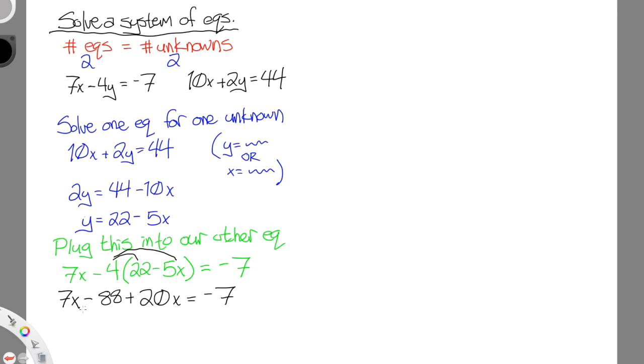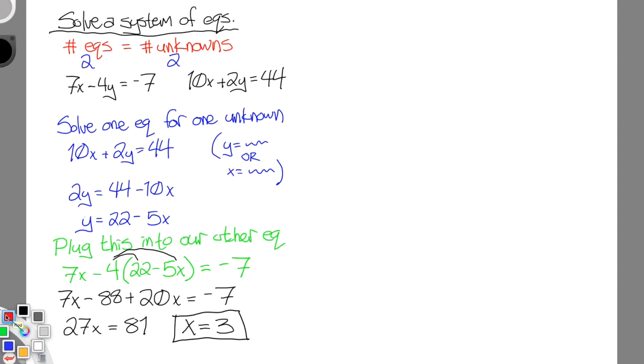So now this is just a regular old algebraic equation, so we can rearrange and solve for x. We've got 27x on the left side, and if we want to get rid of this negative 88 on the left side, we need to add 88 to both sides, and we end up with positive 81 on the right. And if we divide by 27, we get x equals 3. So there's half of our solution.